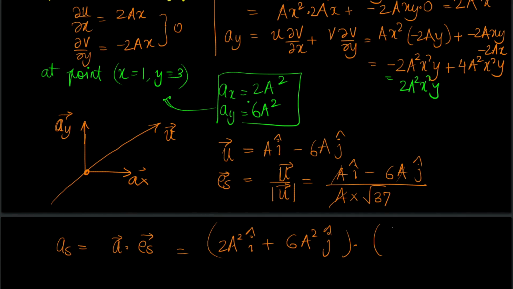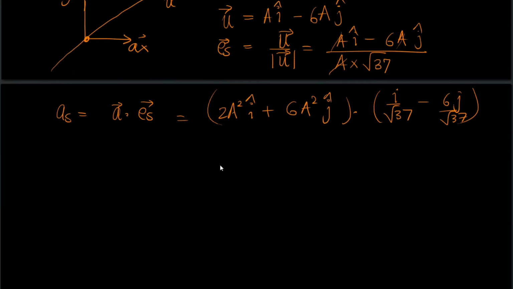so it is i by square root 37 minus 6j upon square root 37. So this acceleration component along the s direction comes out to be 2a square by square root 37. So 36 minus 36a square upon square root 37.